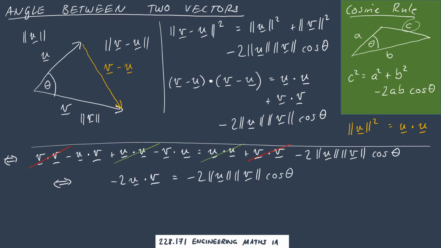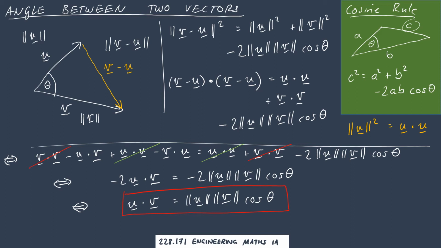Final step is we have a factor of negative 2 on both sides that we can just divide through by. So that is also equivalent to u dot v is equal to length of u, length of v, cosine theta. Okay, so that's quite nice. What we've actually managed to come up with here is a rule: u dot v is length of u, length of v, cosine theta, that expresses the dot product as a function of the length of the two vectors and the angle between them.